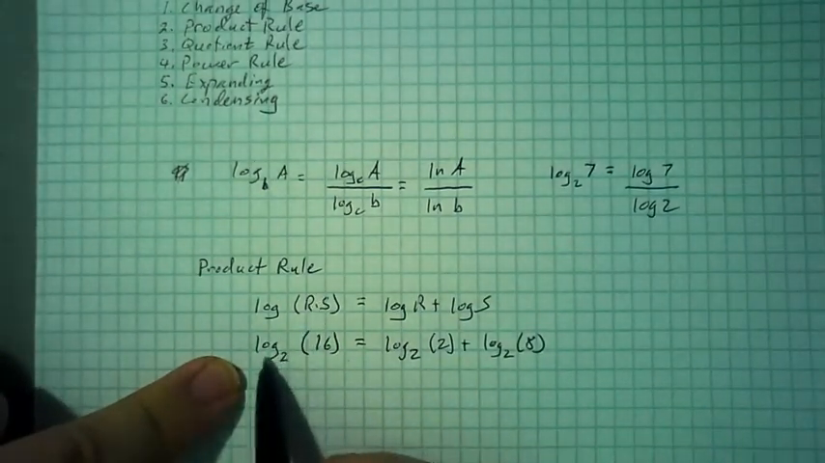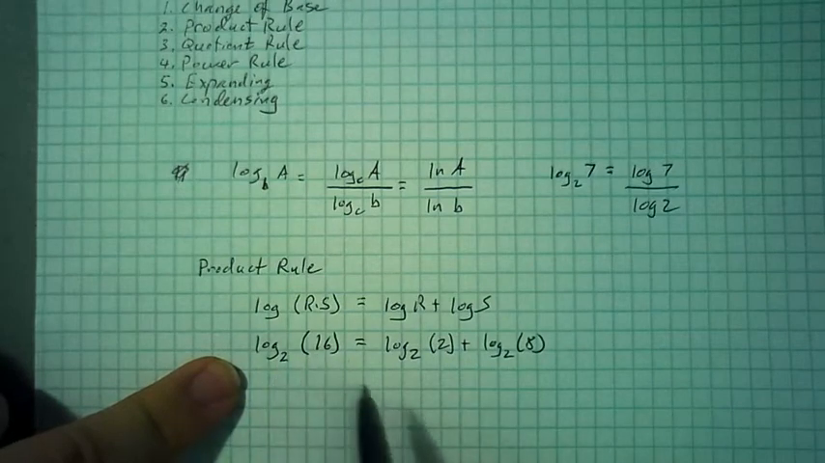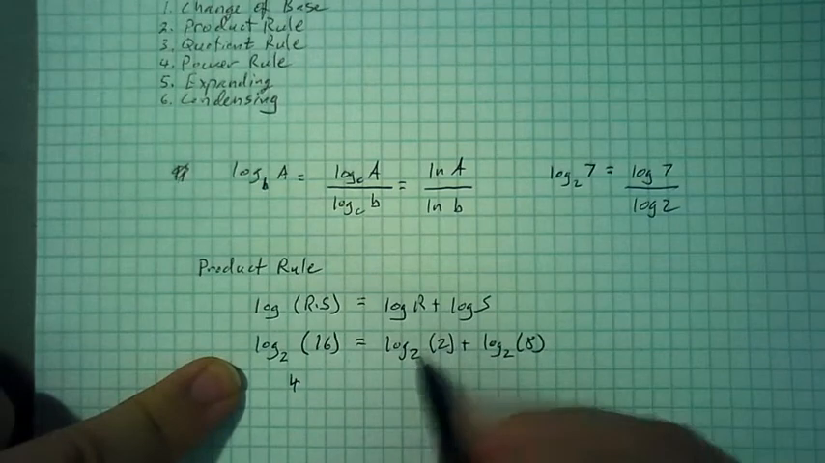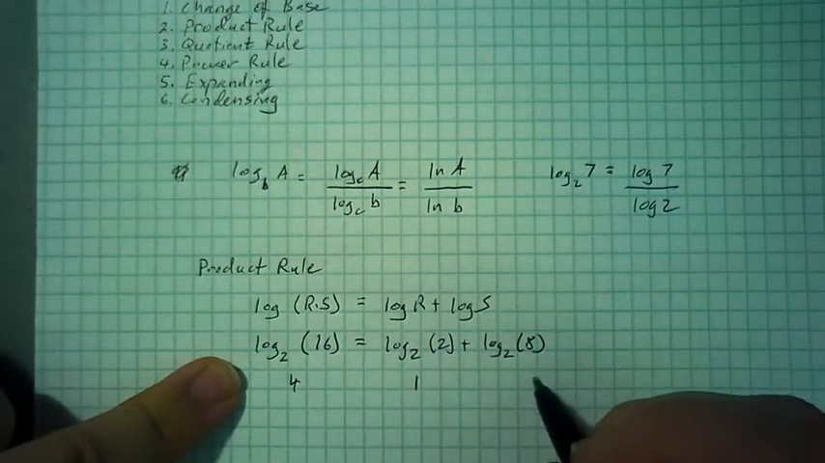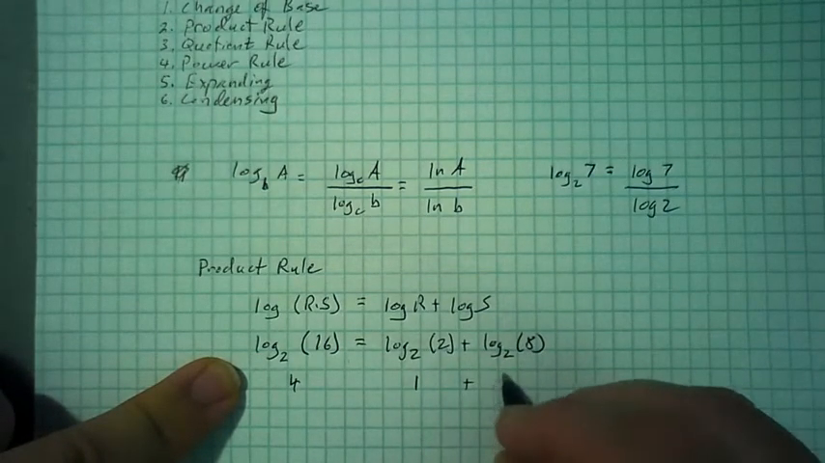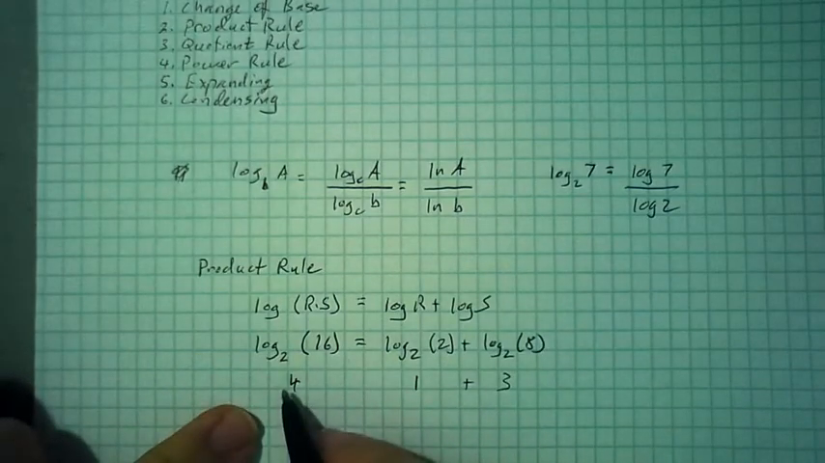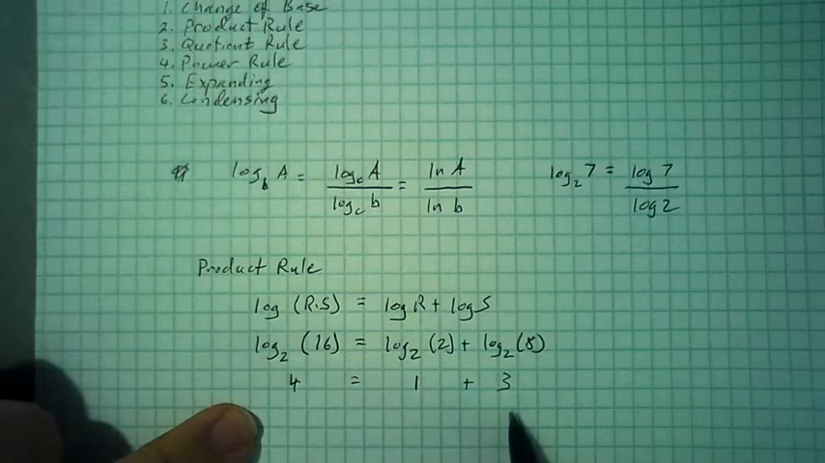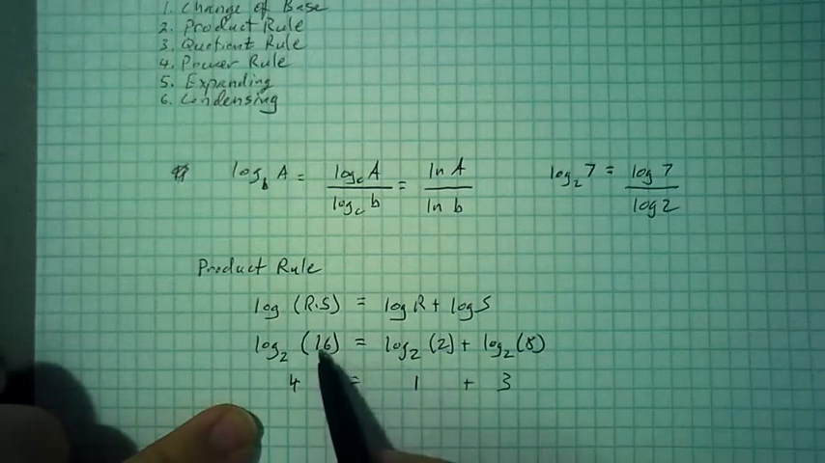Just to show you what I mean here, 2 to the 4th power is 16, so this one is 4. 2 to the 1st power is 2, so this one is 1. And 2 to the 3rd power is 8, so 1 and 3 makes 4. This will work however you split it up. If you do 4 and 4, you'll get 2 plus 2. If you do 16 and 1, you'll get 0 and 4. So this will work no matter how you split this up.